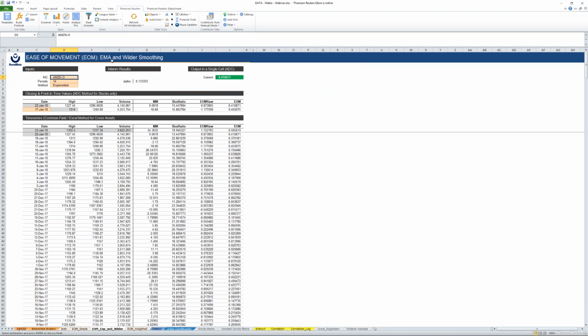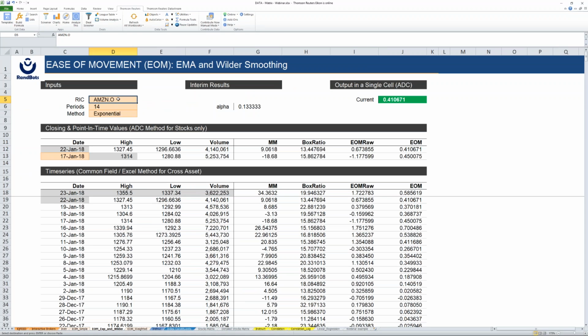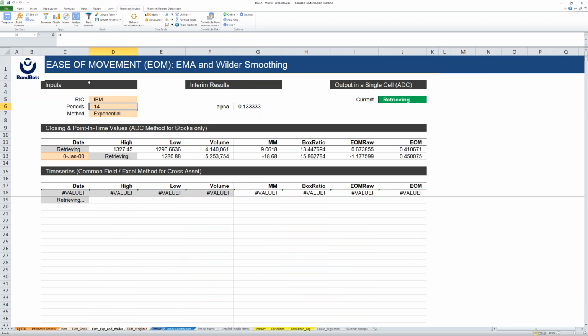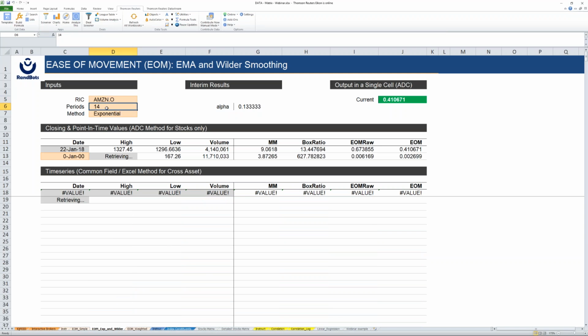Then I change it into Wilder smoothing, and instead of using the average, I use an exponential moving average. And for example, here, I will show you how it works. So here we have Amazon. So if we change this to IBM, it will show the current ease of movement of IBM. And if we do the same thing for, let's say, Amazon, it will show for Amazon.